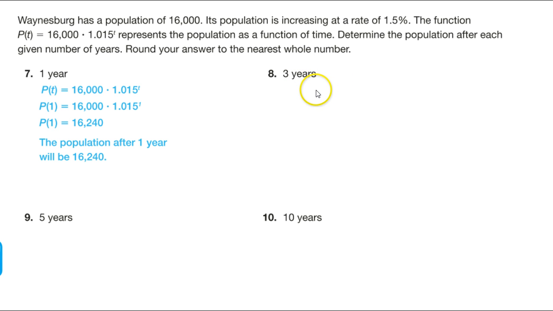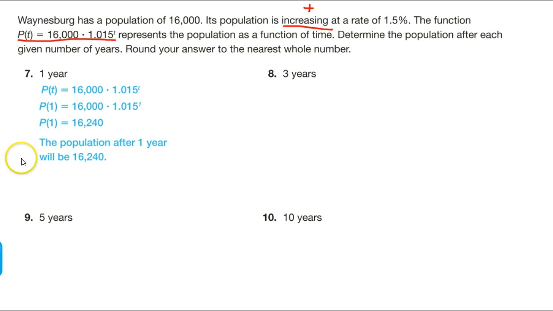And we're asked to find our ending population. So Waynesburg has a population of 16,000 to begin with. Its population is increasing, so we know it's an exponential function, increasing at a rate, and remember, the word increasing means that we are adding, at a rate of 1.5%. The function is given there, and it represents the population as a function of time. Determine the population after each given number of years. Round your answer to the nearest whole number.